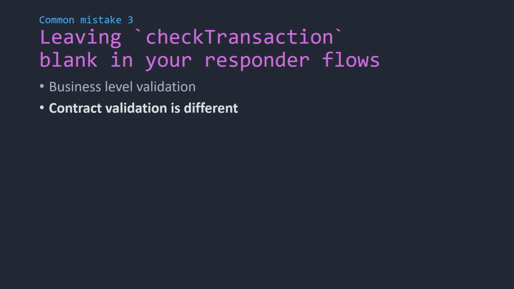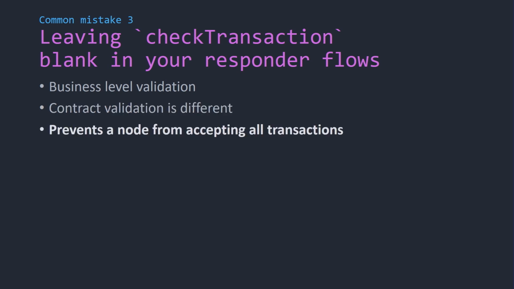What sort of values do you want to accept in transactions? Does this transaction actually contain information that's important to you? Or anything else that you and your organization thinks is important. It also prevents your node from accepting all transactions. So if you're missing this validation, anything sent to you that passes contract validation, you will just accept.